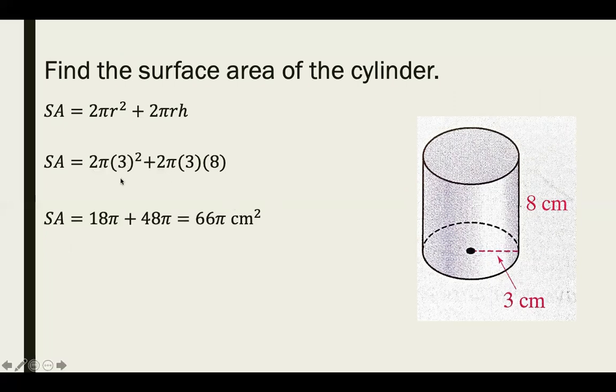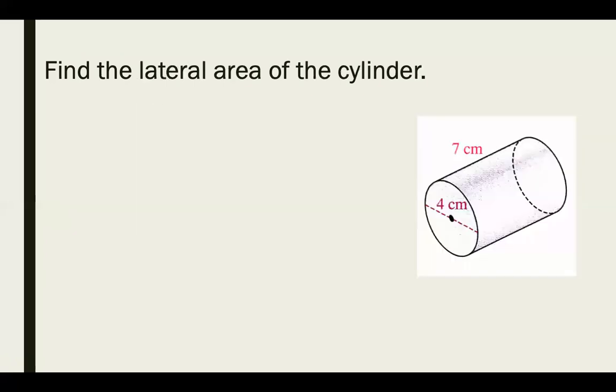2 pi times 3 squared, that's 2 times 9 is 18 pi. And then here we got 2 times 3 times 8, it's 48 pi. We add those together. We get 66 pi centimeters squared for our surface area. If we want to write that as a decimal, put it in our calculator, we get approximately 207.35 centimeters squared.